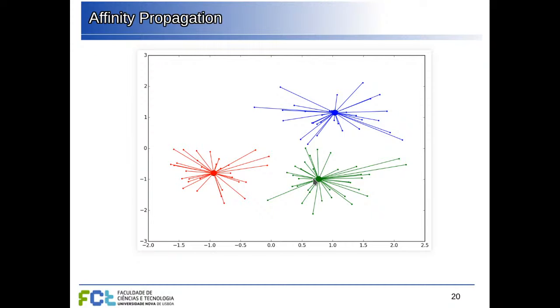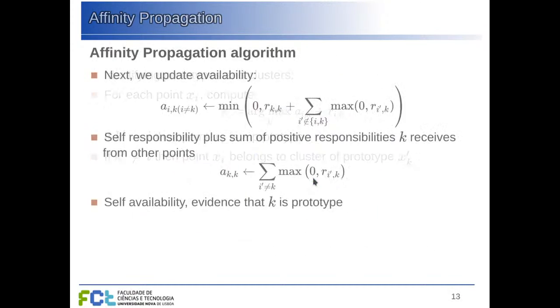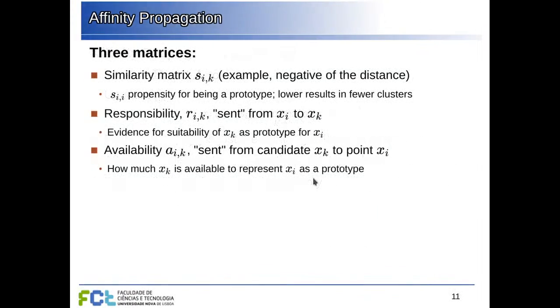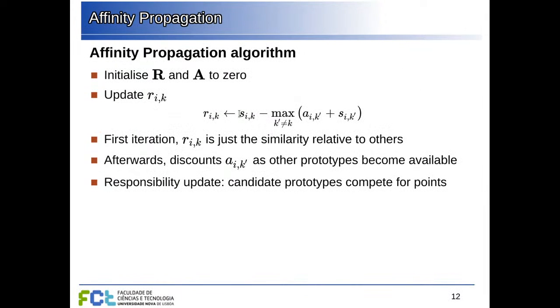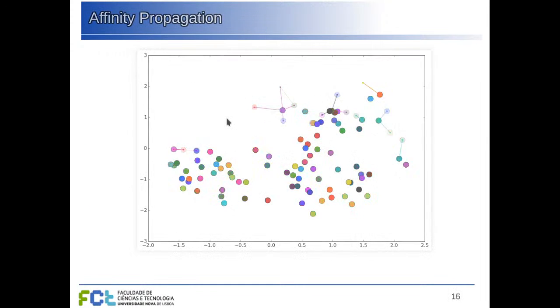So this is how affinity propagation works, and we do not specify initially how many clusters we want. However, the self-similarity, the diagonal of the similarity matrix, will determine the propensity for the responsibility and so on. So it will determine the propensity of becoming a prototype for a cluster. It will affect the number of clusters in the end.